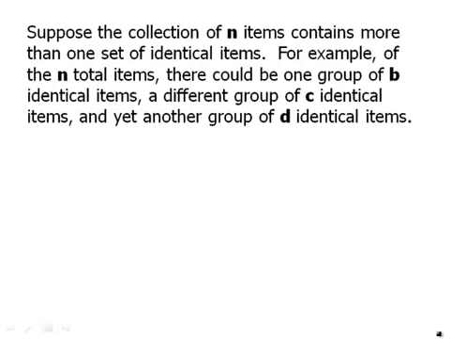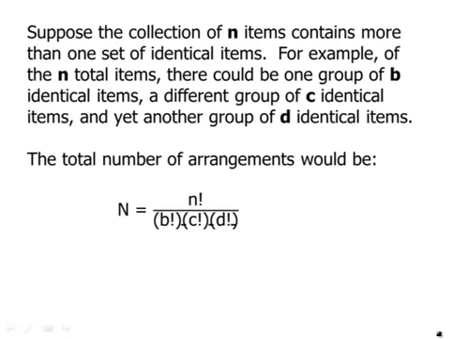Suppose the collection of n items contains more than one set of identical items. For example, of the total n items, there could be one group of b identical items, a different group of c identical items, and yet another group of d identical items. You could imagine that we had so many identical dictionaries, and then so many identical copies of a particular play by Shakespeare, and then so many copies of the same novel by Faulkner, that sort of thing. So different streaks of identical items within the whole set. Then the total number of arrangements would be n factorial divided by the factorials of all those individual groups, b factorial, c factorial, d factorial. And that is how we calculate the total number of arrangements.